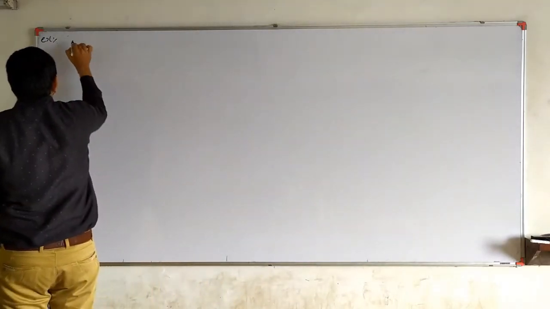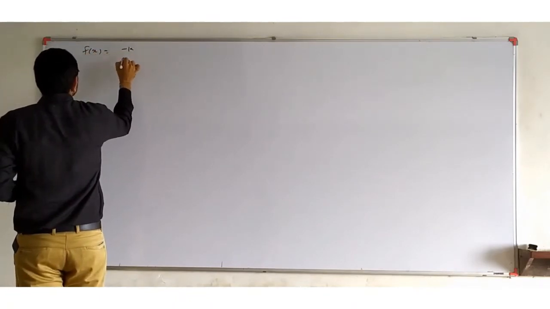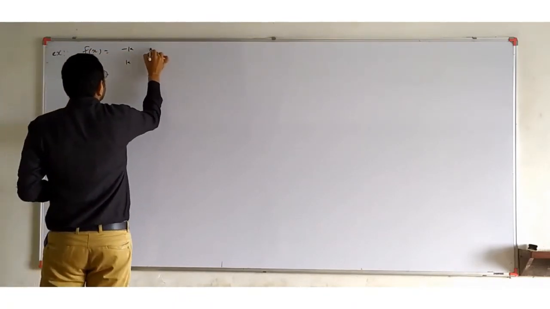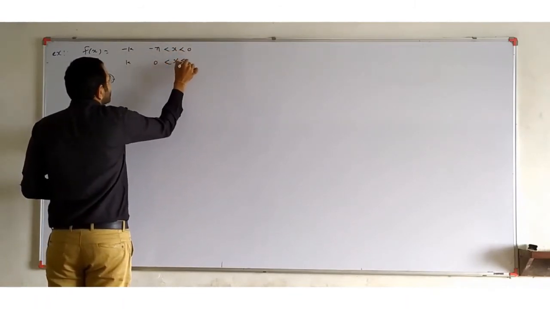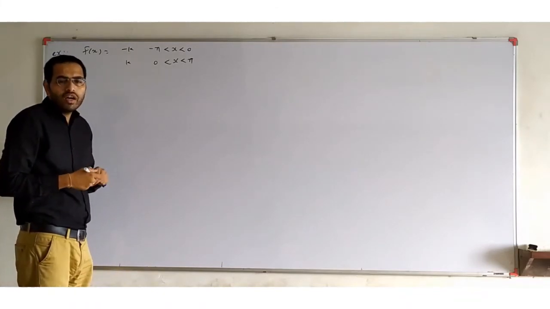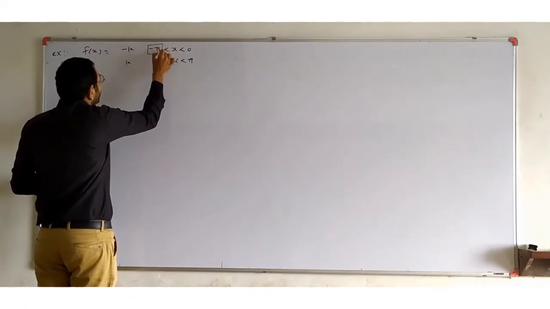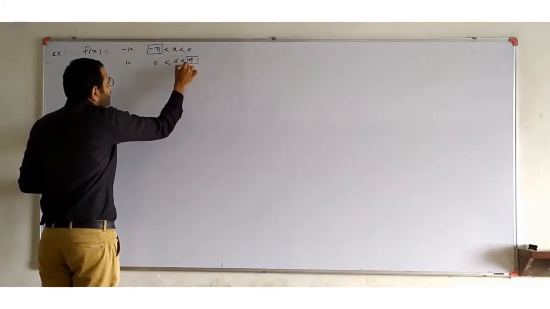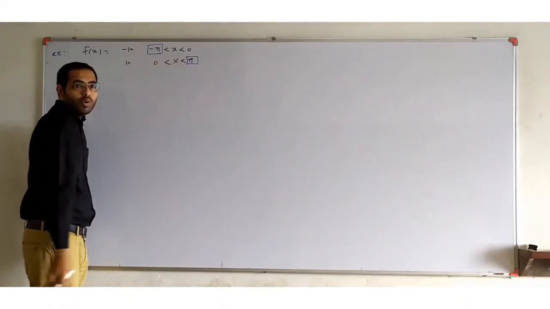Fourier series of the function f of x equal to minus k and k. Here the interval is minus pi less than x less than 0, and 0 less than x less than pi. First of all, we have to check whether the given interval is symmetric or not. Here the lower limit is minus pi and the upper limit is pi, meaning the range of the interval is minus pi to pi.